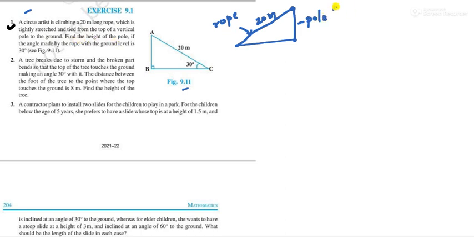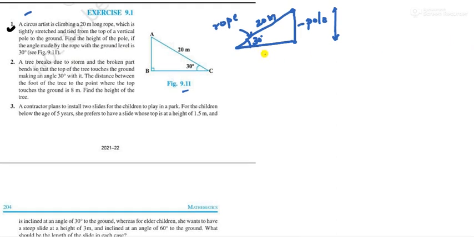So you have to find this value, the height of the pole, if the angle made by the rope with the ground level is given. So this is ground level, and this is the rope, and this angle is given as 30 degrees. Okay, so where is theta? It is here. So this will be the opposite side, and since this is 90, this will be the hypotenuse, and this is adjacent.